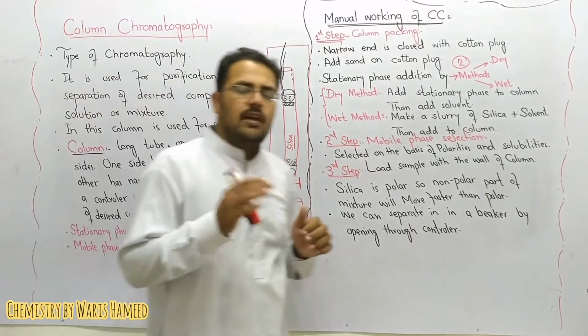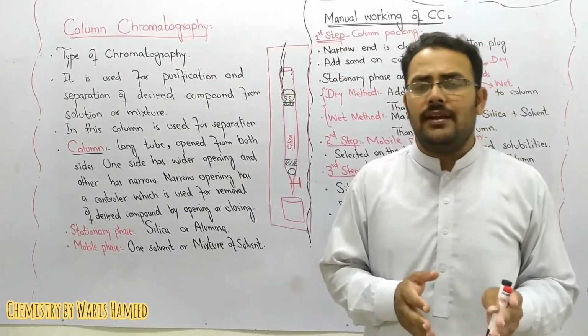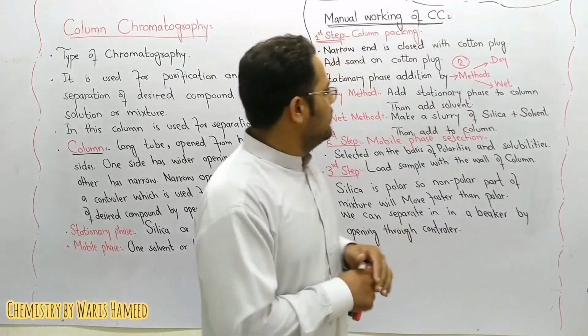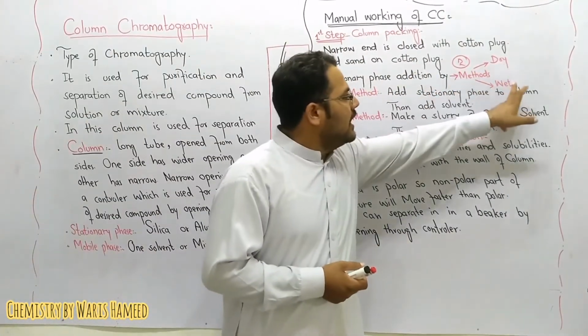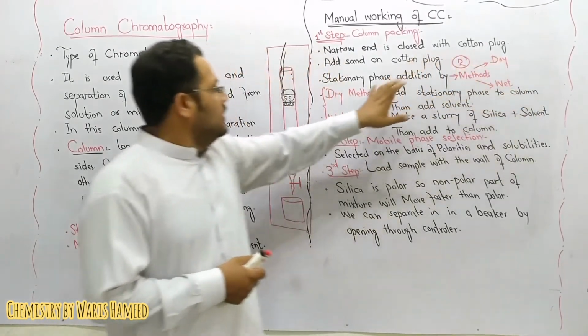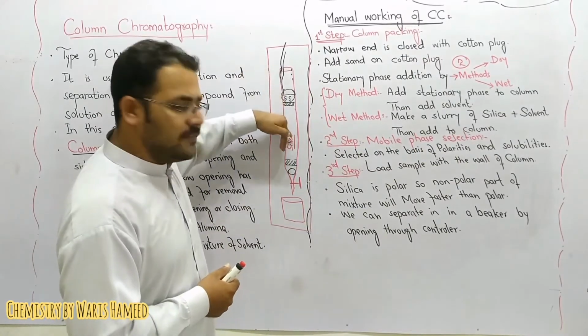Next, we have to add the stationary phase. The stationary phase may be added with two methods. The first method is the dry method and the second is the wet method. In the case of the dry method, we directly add the stationary phase.